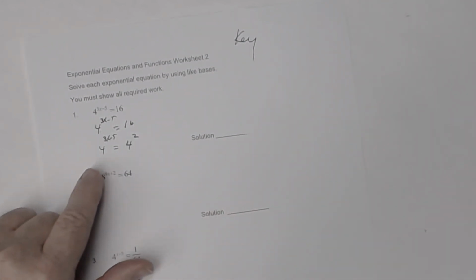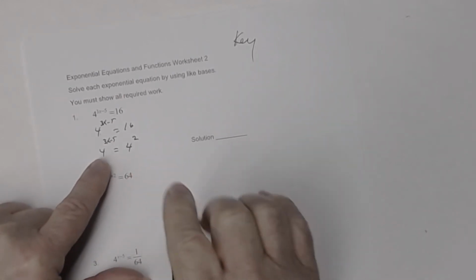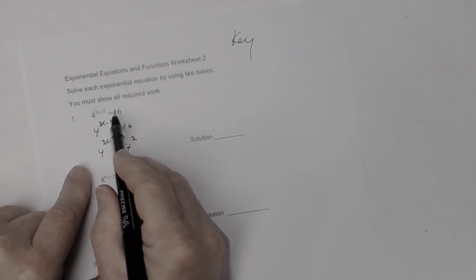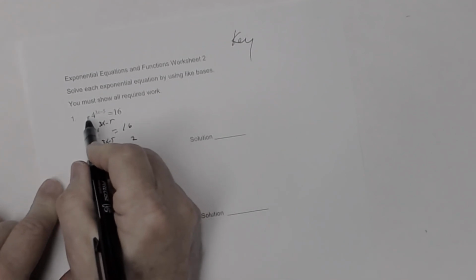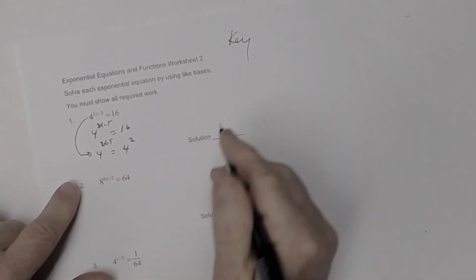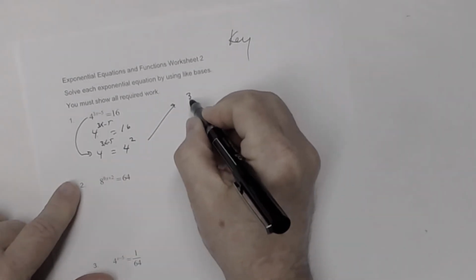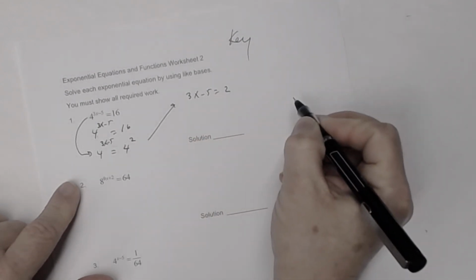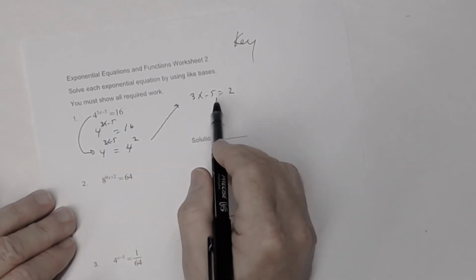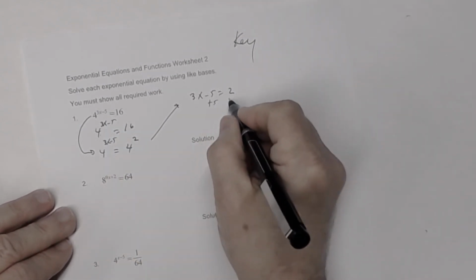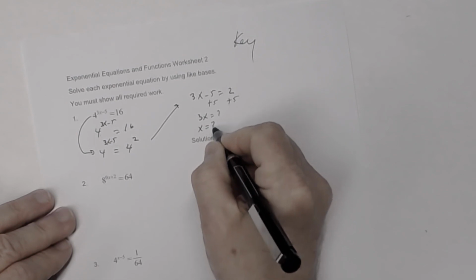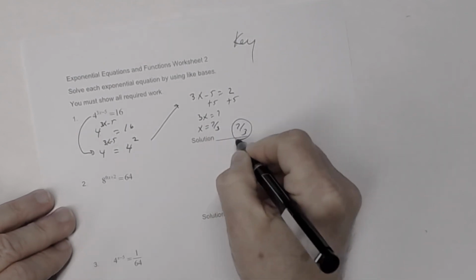So in our case here, we now have the bases be the same, so therefore the exponents have to be equal to each other. This exponential equation is equivalent to that equation. And so there's your equation. Now all I have to do to solve for x is solve this linear equation. We're going to add 5 to both sides. So I get 3x equals 7. Dividing both sides by 3, I get x to be 7/3. And so there's your answer, 7/3.